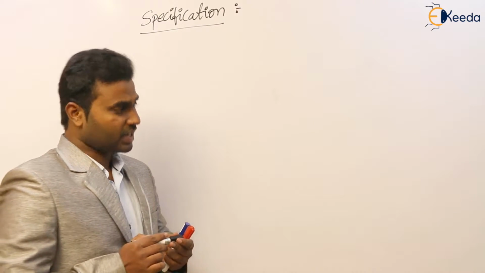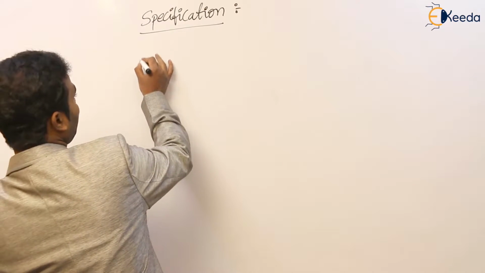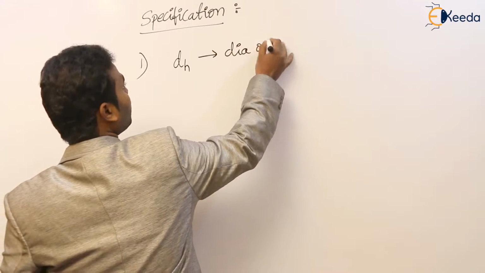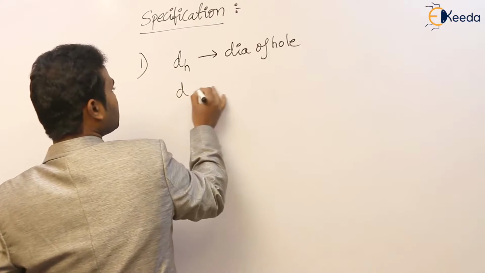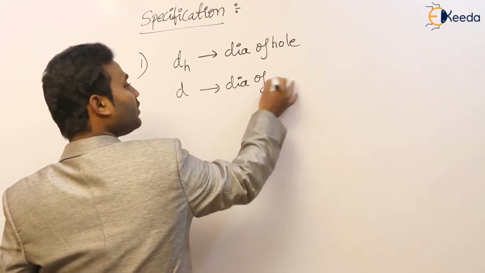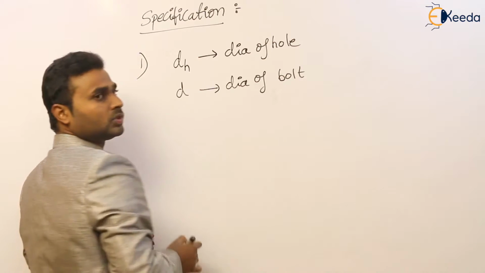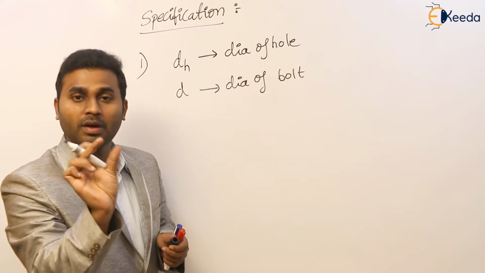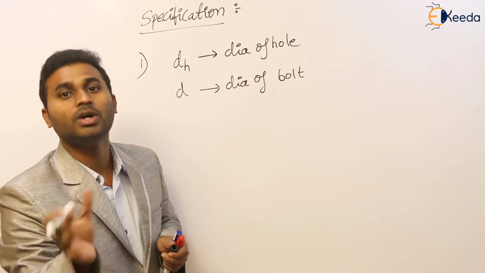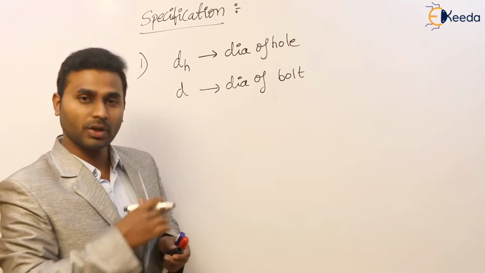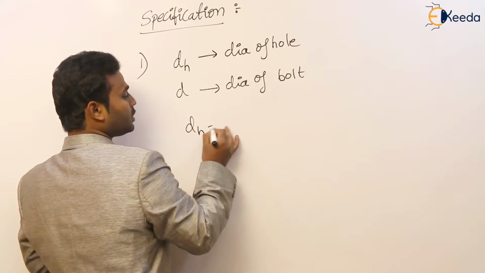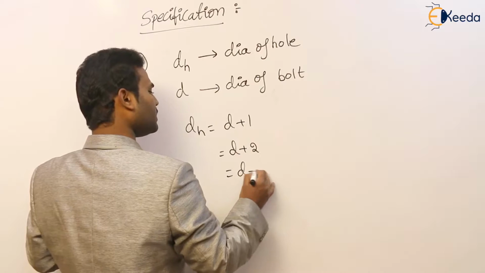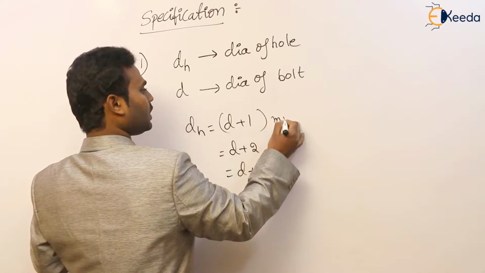So first the provision is regarding the dia of the hole. DH is the dia of the hole, or diameter of the hole, and D is the dia of the bolt, or dia of the shank, whatever it may be. We know that there exists some clearance between the dia of the hole and the dia of the bolt. How much is that clearance? We are going to discuss that. DH is equal to D plus 1, D plus 2, or D plus 3. All the units are in mm.